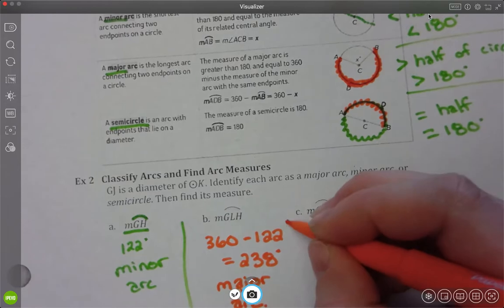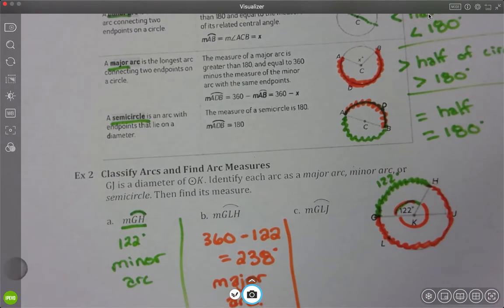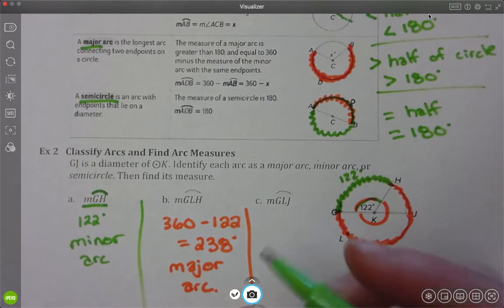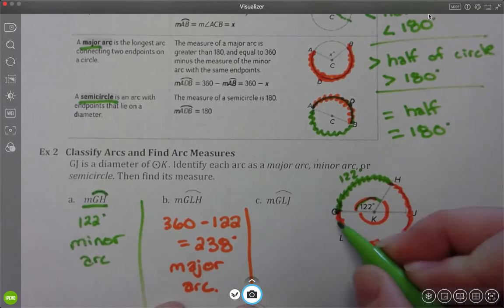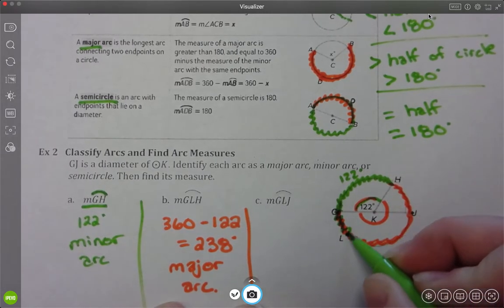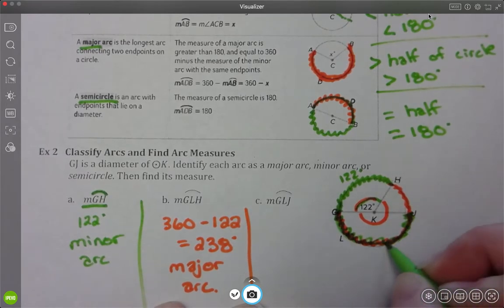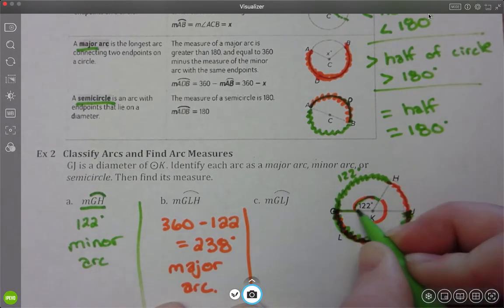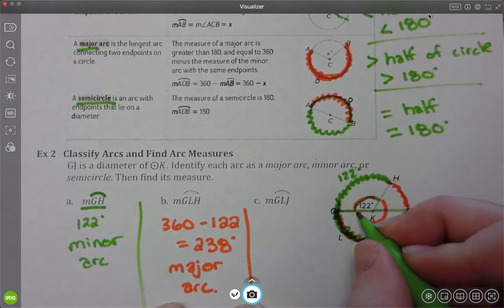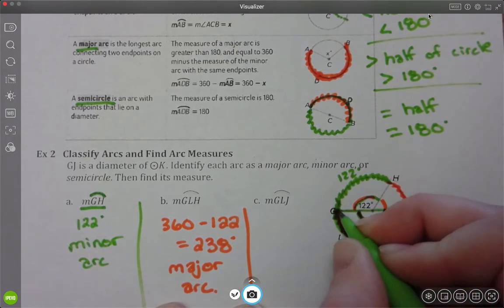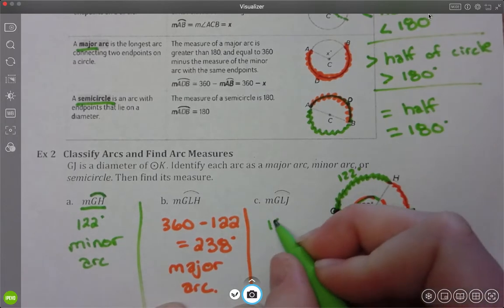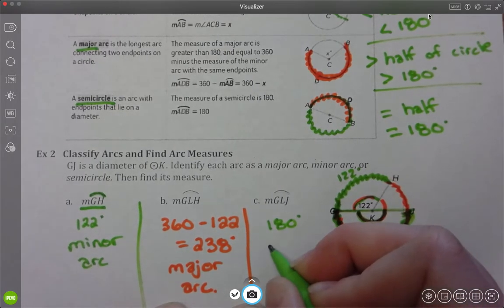So a major arc there, okay? And you can see that it's more than half of the circle. And then the last one is GLJ, so this bottom side just from here to here. So just this bottom edge, okay? And that is entirely half of the circle. We're looking at this arc, or this central angle, this arc here. That is going to be 180 degrees, so it is a semicircle.